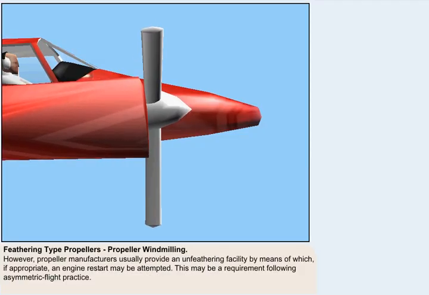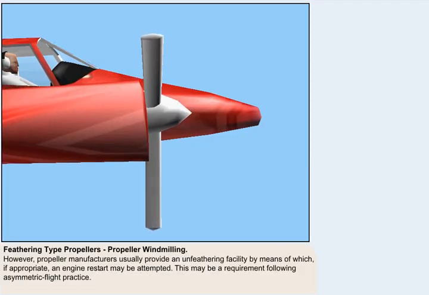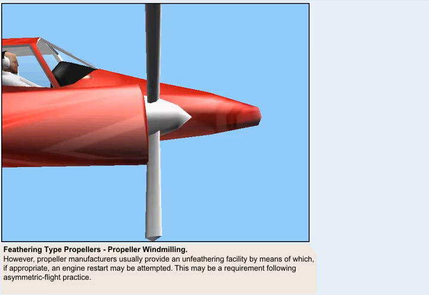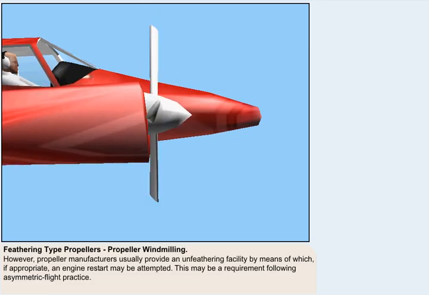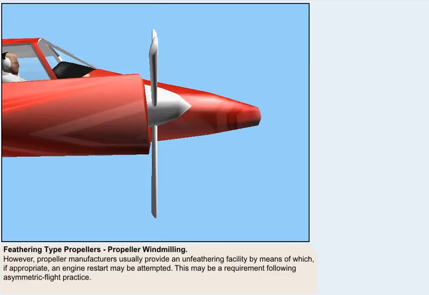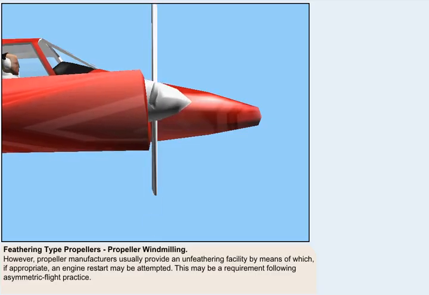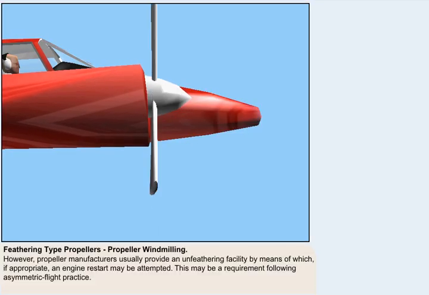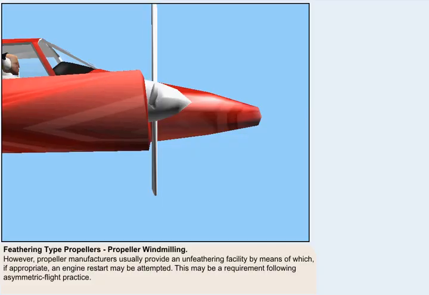If the engine had actually failed, there would be no requirement to unfeather its propeller. However, propeller manufacturers usually provide an unfeathering facility, by means of which, if appropriate, an engine restart may be attempted. This may be a requirement following asymmetric flight practice.